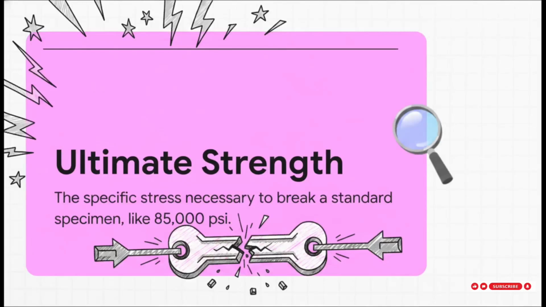And, when a material just can't take it anymore, it reaches its ultimate strength. This is the definitive peak load. It's the specific stress necessary to completely break a standard specimen. For example, our source notes a standard steel specimen that hits its ultimate strength right at 85,000 pounds per square inch. Once you cross this line, you aren't just getting deformation anymore. You are getting catastrophic failure. Game over for that part.